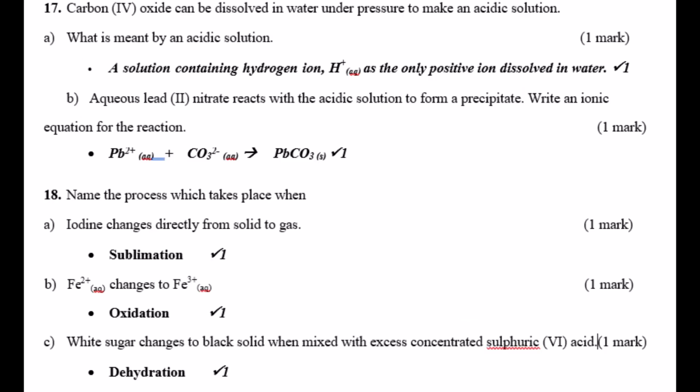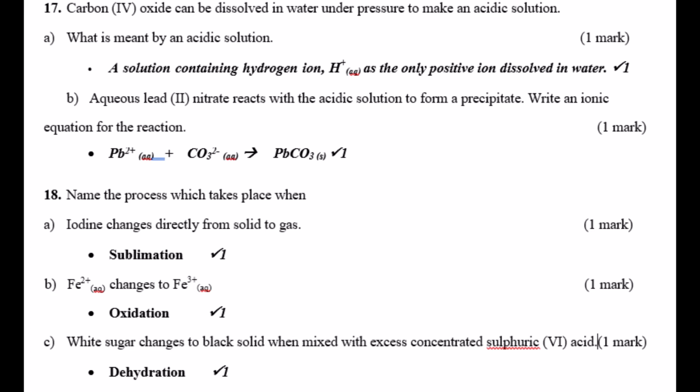Okay, question number 17. The part A, you have to give the meaning of an acidic solution. An acidic solution is a solution that, when dissolved in water, releases hydrogen ions as the only positively charged ions. Otherwise, it dissociates in water to form hydrogen ions.